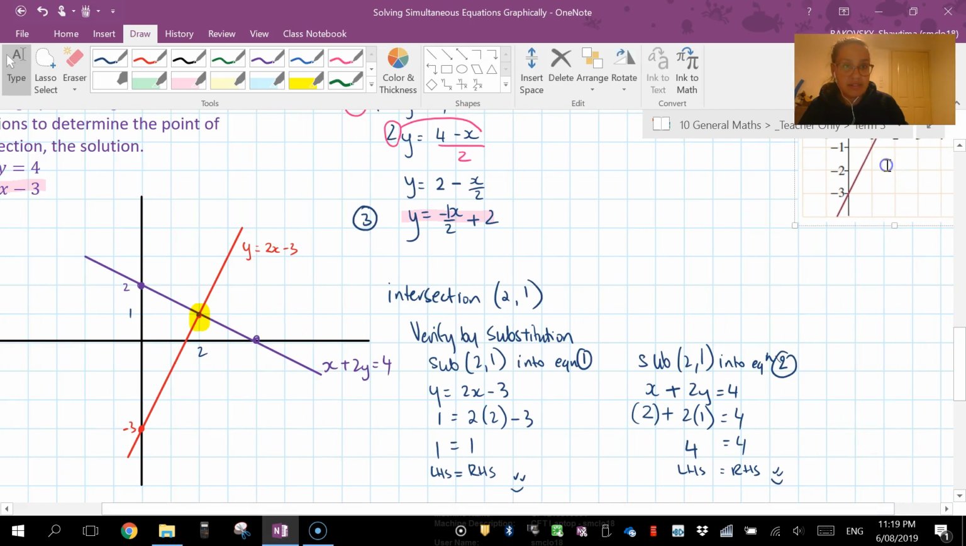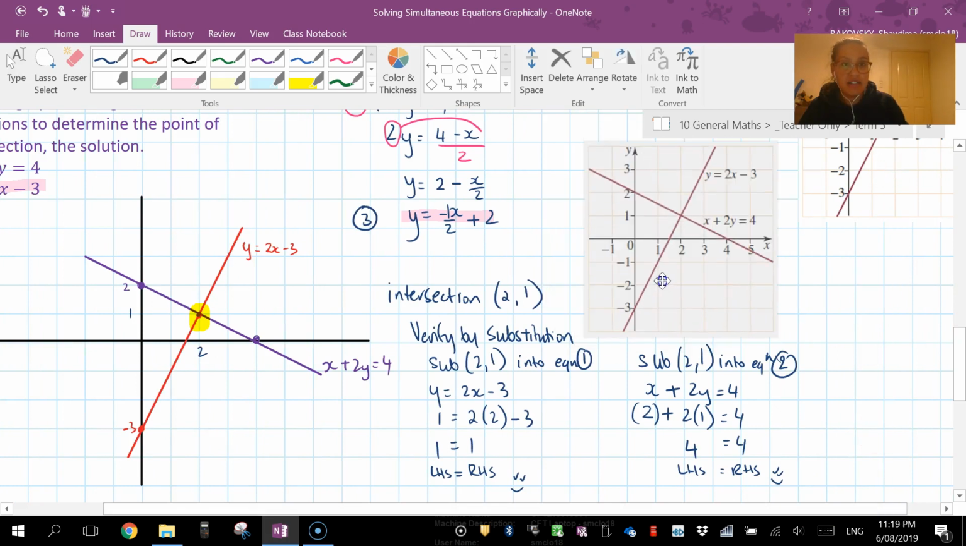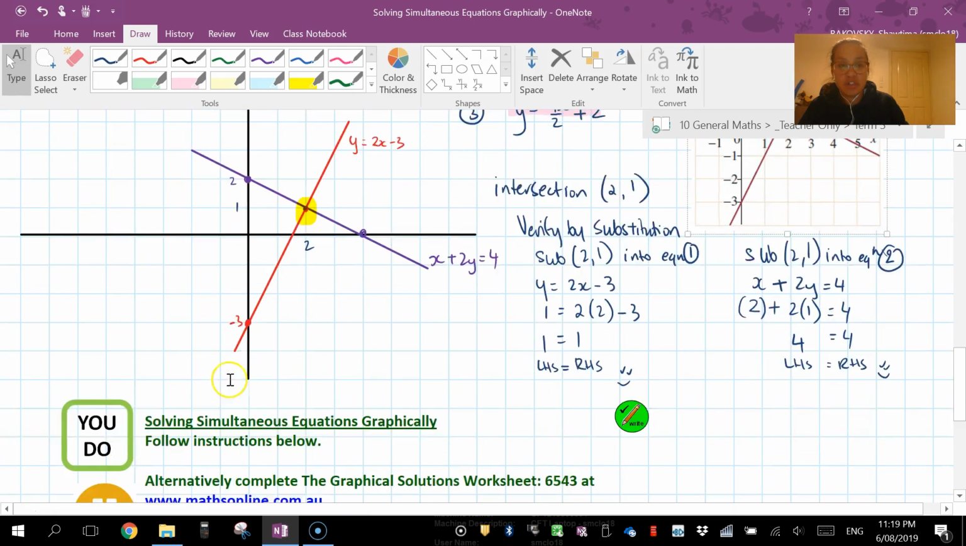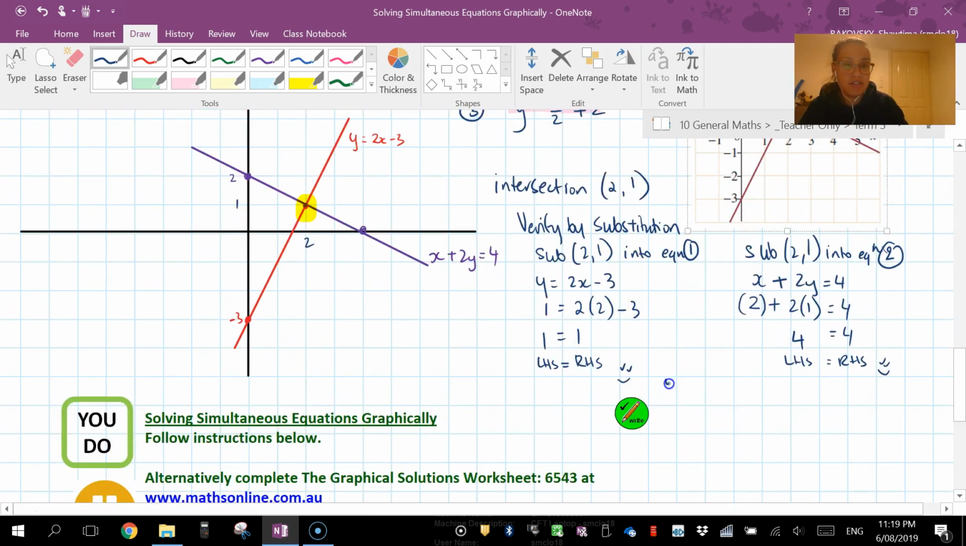Have a look at this. I did alright, didn't I? Look at that graph. So that is what we're looking at. So check with substitution, and then you would say something along the lines of, therefore, the point of intersection is 2, 1. Now, if you're asked to solve simultaneous equations, that is what you're looking for, that point of intersection. So keep that in mind when you're thinking about these things.